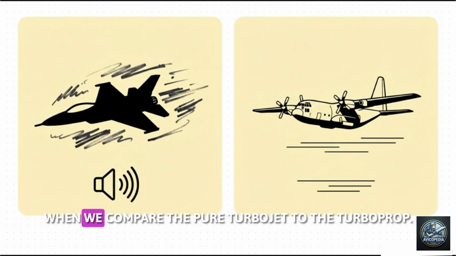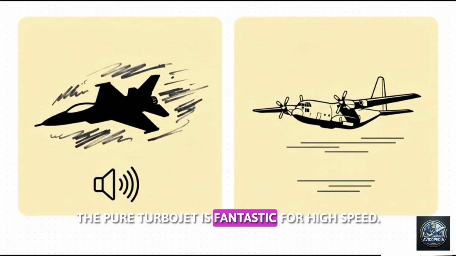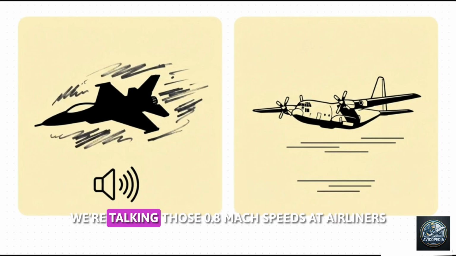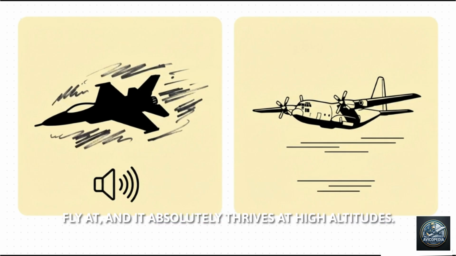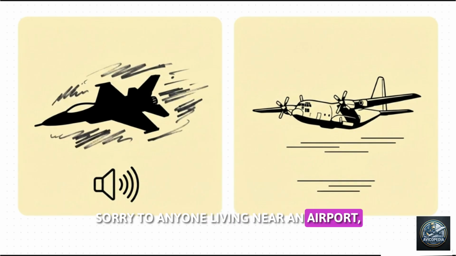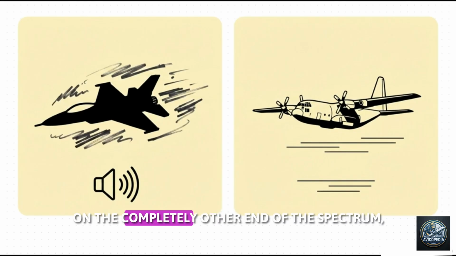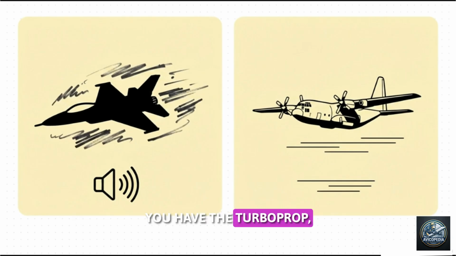To really understand why this is such a game changer, we have to look at the other options on the table. When we compare the pure turbojet to the turboprop, a pretty clear problem emerges. The pure turbojet is fantastic for high speed. We're talking those 0.8 Mach speeds that airliners fly at, and it absolutely thrives at high altitudes. But it has major problems with deafening noise, sorry to anyone living near an airport, and it guzzles a massive amount of fuel.